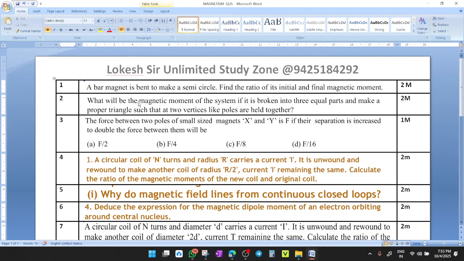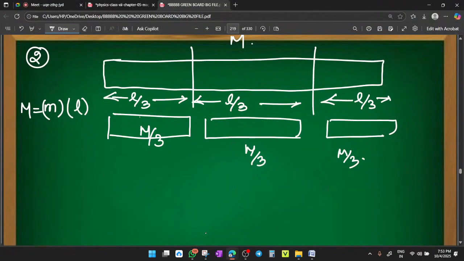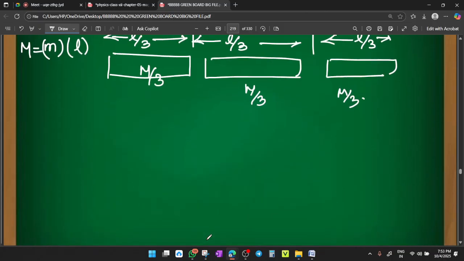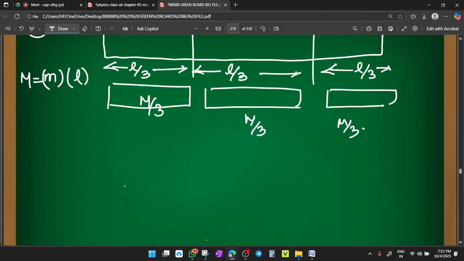Okay. Once again, what will be the magnetic moment of the system if it is broken into 3 equal parts and made into a proper triangle such that two vertices of like poles are held together? So if I break the magnet into 3 equal parts, then the magnetic moment will be 1 by 3 of the original, that is equal to m by 3.